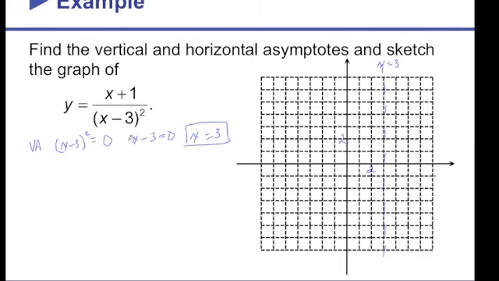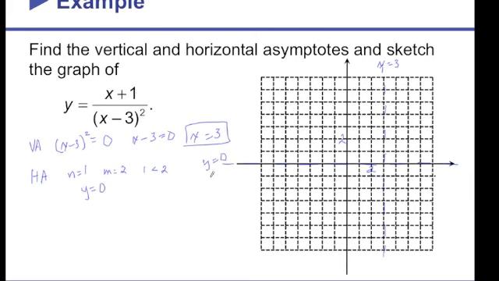Now, for the horizontal asymptote, the degree of the numerator is 1, and the degree of the denominator is 2, because if we multiply this out, we'd end up with x squared minus 6x plus 9. So 1 is less than 2, and so we have a horizontal asymptote at y equals 0, or the x-axis. Y equals 0. That's my asymptote.